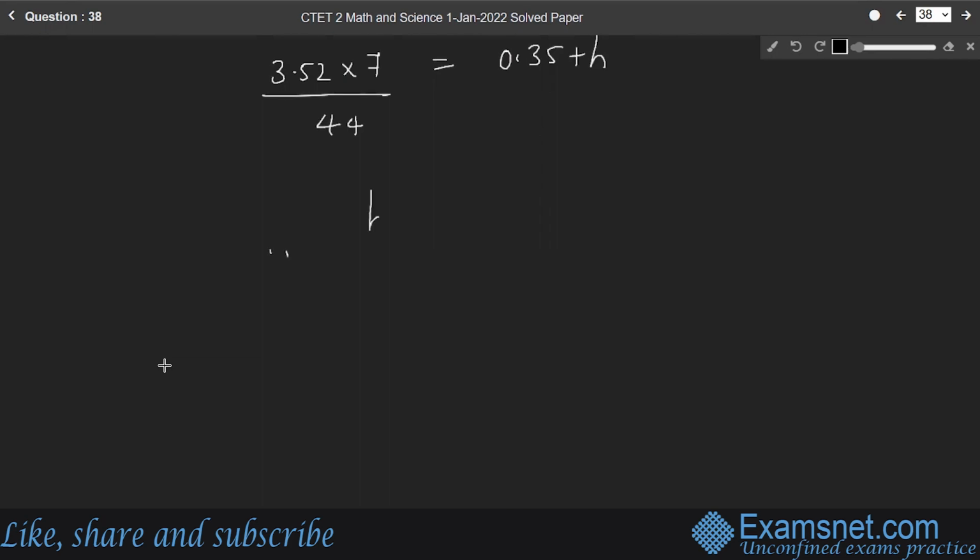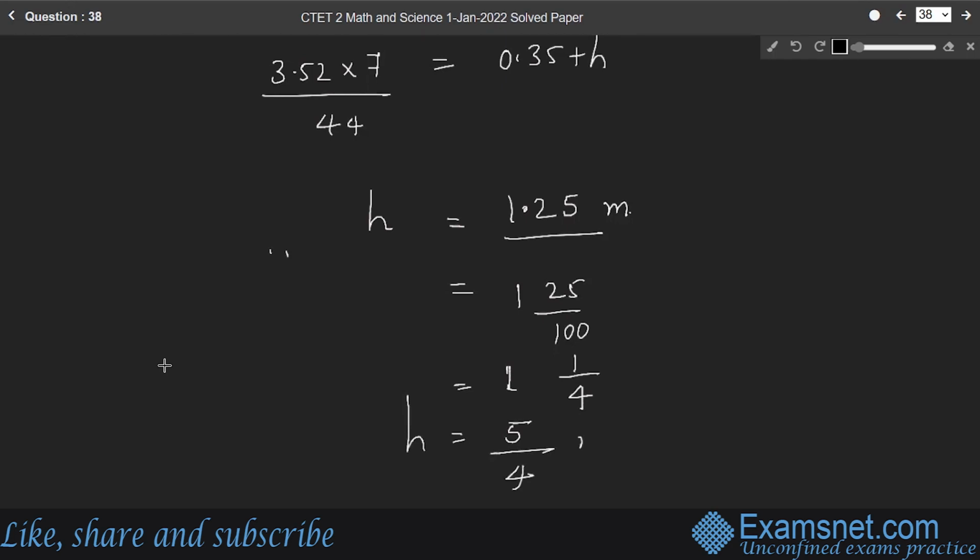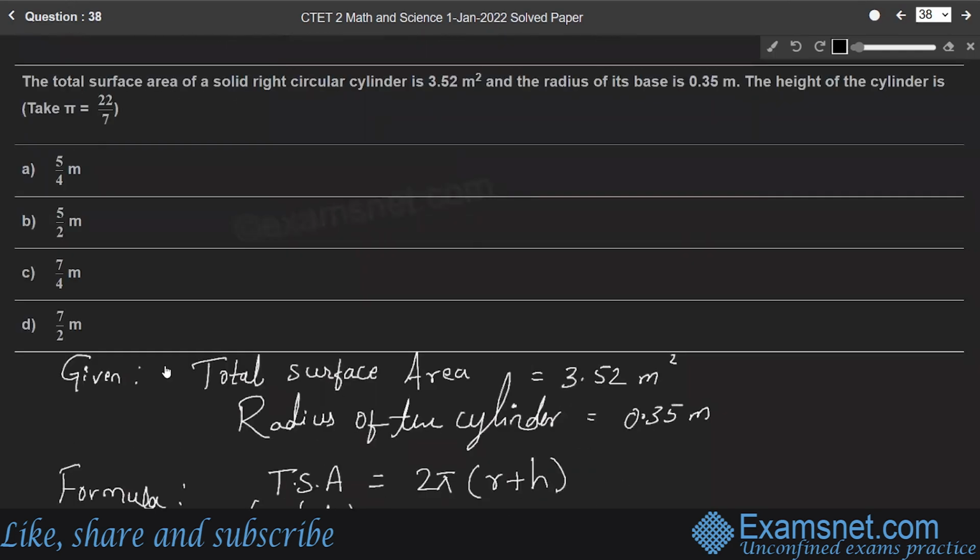Therefore, after simplification, H is equal to 1.25. The unit is meter. So you can express in terms of fractions, that is 1 into 25 by 100. That is, still you can simplify 1 and 1 by 4, that is 5 by 4 meters. The option A is the right answer.